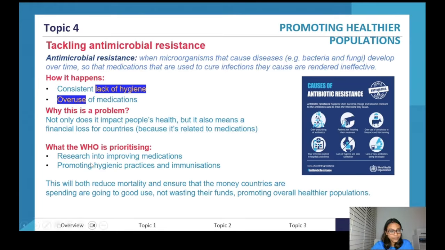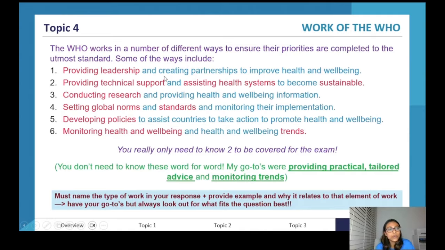This is fine. Okay. What the WHO is prioritizing: research and promoting hygienic practices. Okay, so the WHO works in a number of different ways.